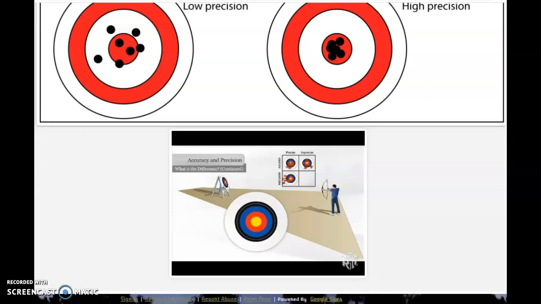If our archer is having a really bad day, he might even be inaccurate and imprecise. In this case, his arrows will strike the target in a random pattern, and he will not hit the same part of the target time after time.